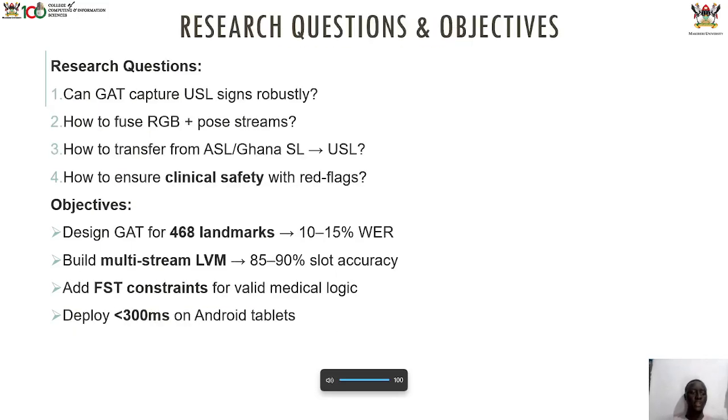Now, one of the research questions of our system here is: can a graph attention network, that is the GAT, capture Uganda Sign Language effectively? How can we combine RGB video plus pose data for better recognition? How can we transfer learning from existing sign language datasets like ASL or Ghana Sign Language to Uganda Sign Language? How do we ensure clinical safety and red flag alerts?